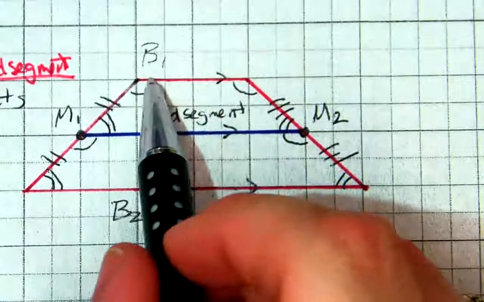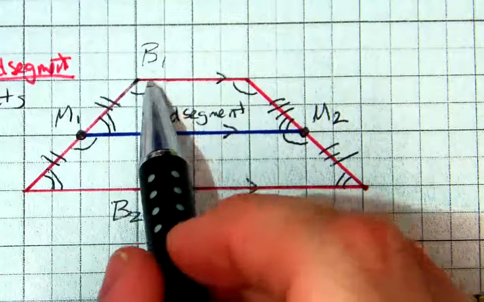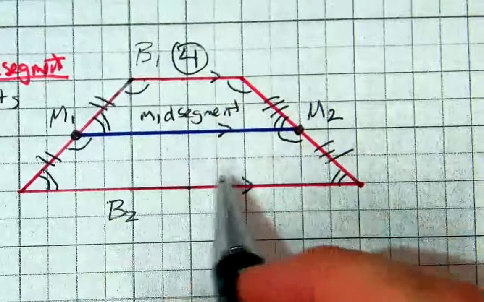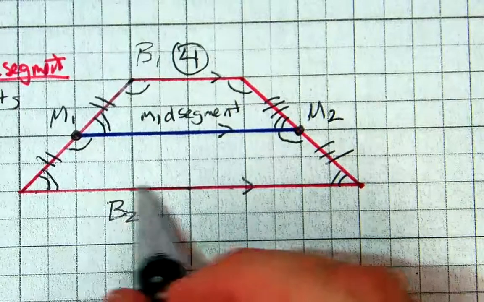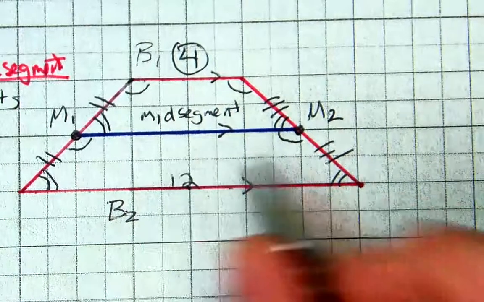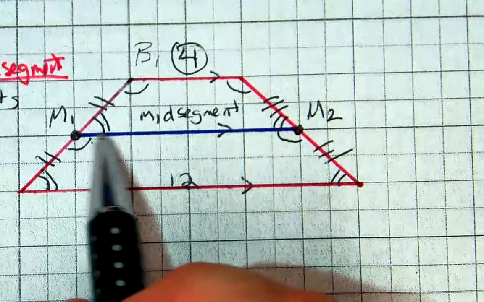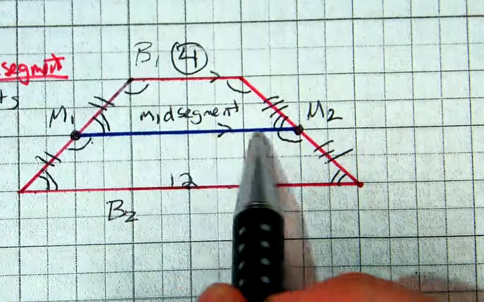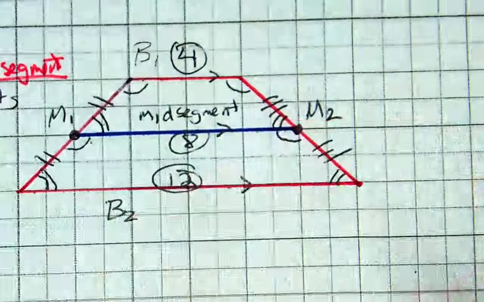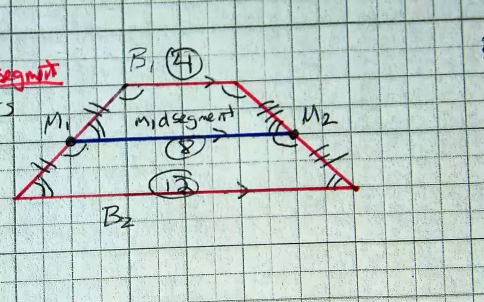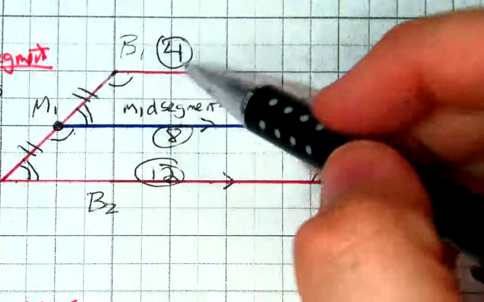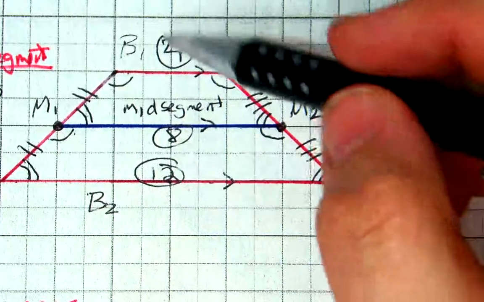Now, count up the length of the first base. 1, 2, 3, 4. The length is 4 units. This base, 1, 2, 3, 4, 5, 6, 7, 8, 9, 10, 11, 12. This base is 12. The midsegment is 1, 2, 3, 4, 5, 6, 7, 8. I want you to try to figure out what the relationship is between the 4, the 8, and the 12.